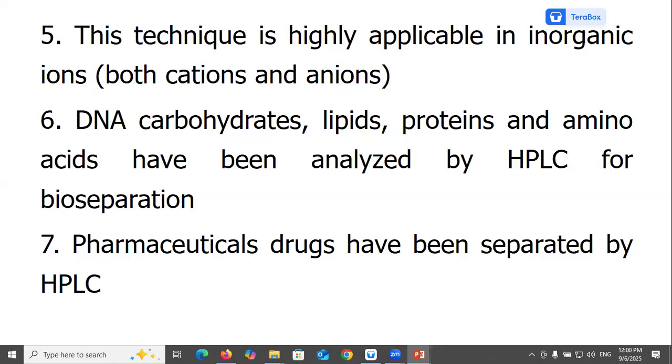This technique is highly applicable to organic ions, both cations and anions. DNA, carbohydrates, lipids, proteins, and amino acids have been analyzed by HPLC for bioseparation. Pharmaceutical drugs have been separated by HPLC.